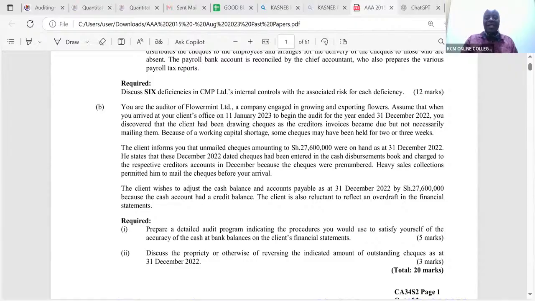Already, they have done this. So we have analytical review, inquiries, inspection, observation. There will be a lot of recalculation.